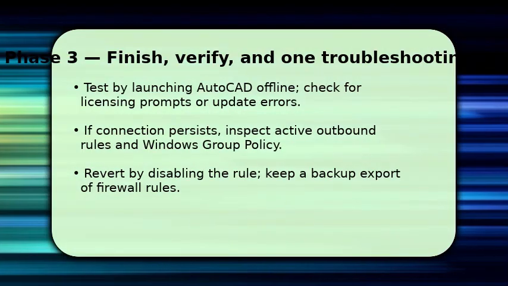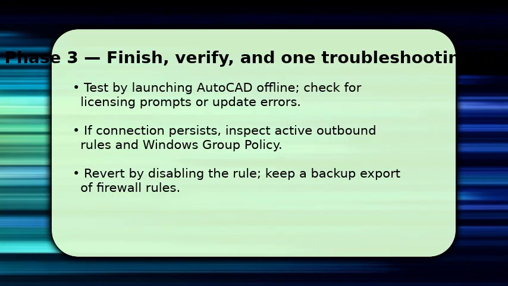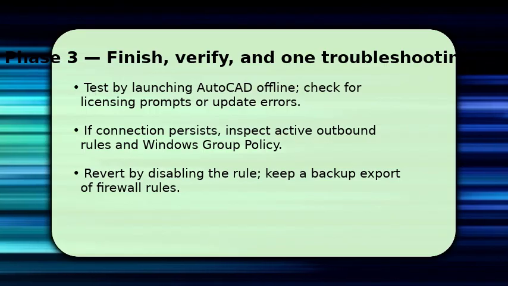Finish by testing Autocad while disconnected from the internet. Observe any licensing prompts or update failures that indicate blocking worked. If the application still reaches the network, inspect active outbound rules for conflicting allows, check Windows group policy entries, and verify other security software isn't exempting Autocad.